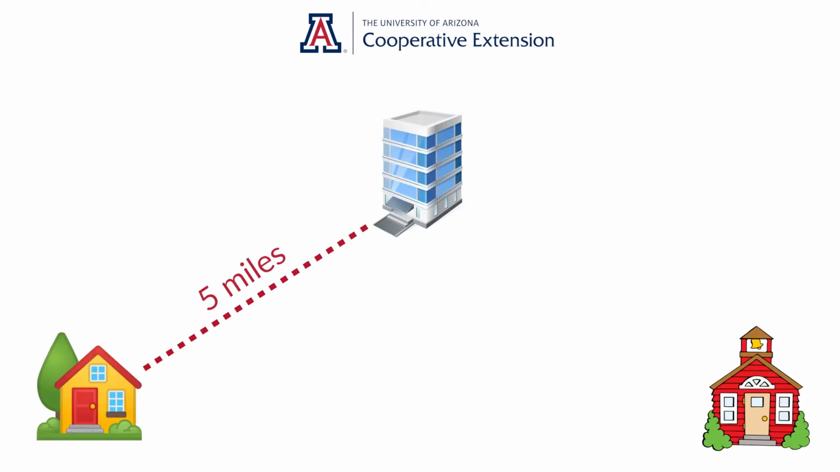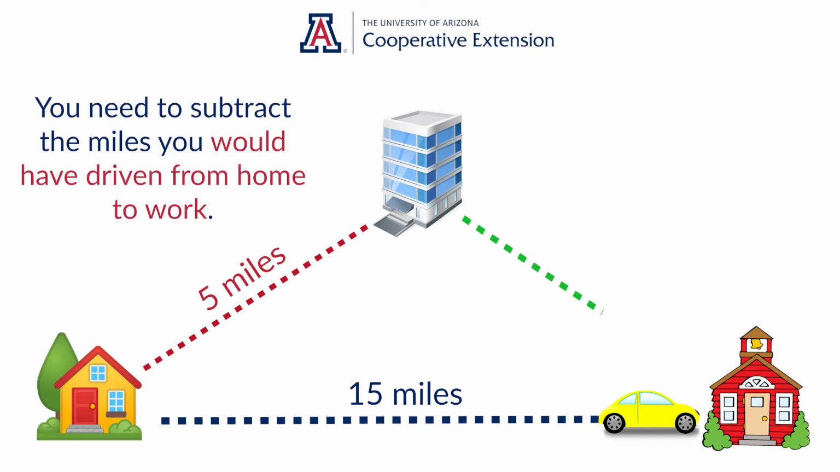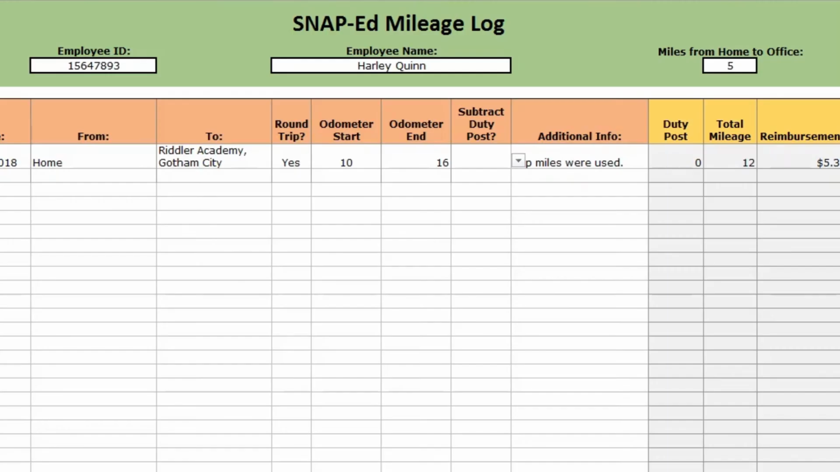For example, let's say you live 5 miles away from your office, and you went to a health fair at a school, which is 15 miles away from your home. You left directly from your house at 9:30 a.m. and drove to the site. Because you left from your home during work hours, you would need to subtract the extra mileage you would have driven to your office, since you would be at work during this time, and mileage from home to work is not reimbursable. So 5 miles would need to be subtracted from your total mileage to account for your duty post. This is why you've entered the miles from your house to your office in the box on the top right.